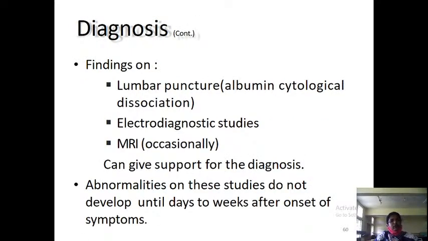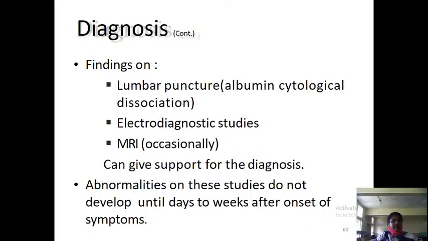Whereas in the laboratory, when you do a lumbar puncture, there will be, like I said, the classic albuminocytological dissociation. That means the cells are normal or less than 10 and the albumin, or the protein, will be substantially very high. Usually the cells and the protein go hand in hand, but here it will be reverse.